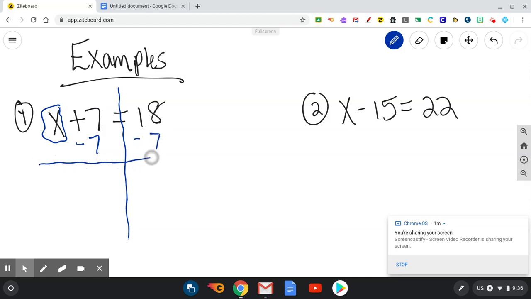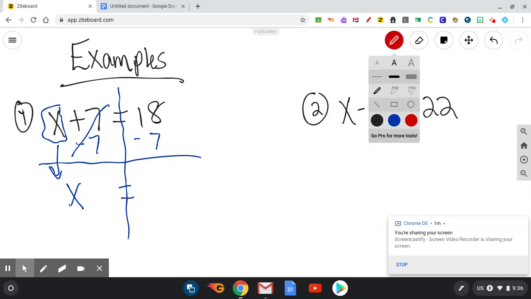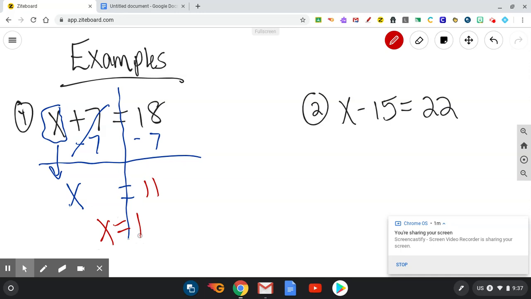Okay? So now I have that. I'm going to bring my x down because I want to get that by itself. I'm going to bring my equal sign down. Plus 7 and negative 7, or 7 minus 7, is 0. So that cancels out. So I'm done with that. And then I just do the math on the right side over here. Okay, 18 minus 7 is 11. So my final answer is x equals 11.